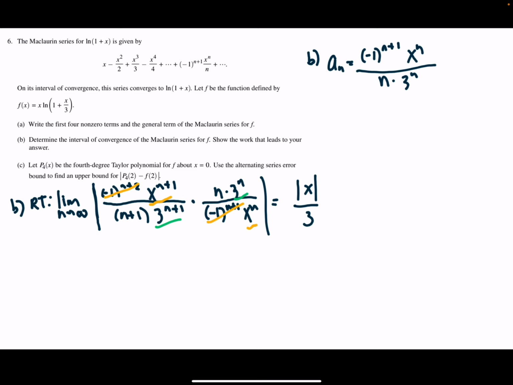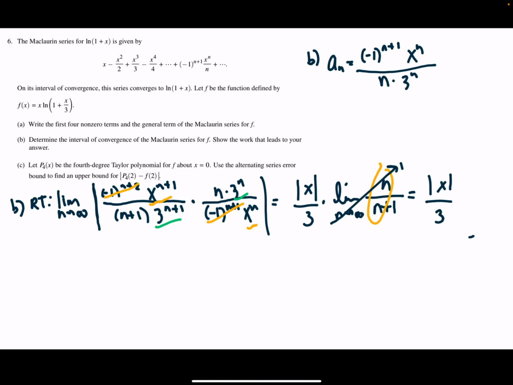And then I'm going to multiply that by the limit of what's next. So I'm going to have times the limit as n approaches infinity of not what's next, but what's left, which would be n over n plus 1. And this limit is actually, if I look at key term over key term, I'm going to have this limit approach 1. And so I end up with just the absolute value of x over 3.